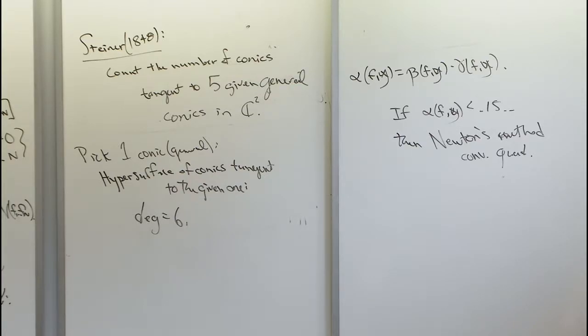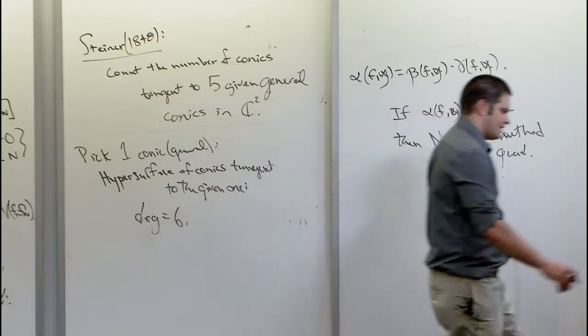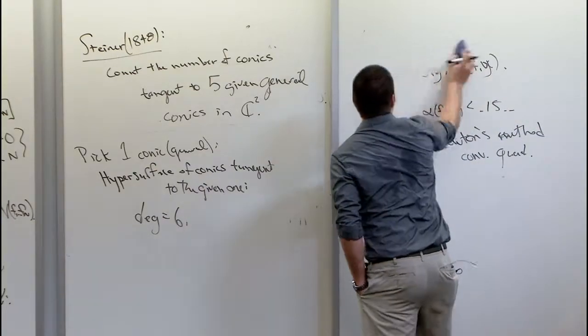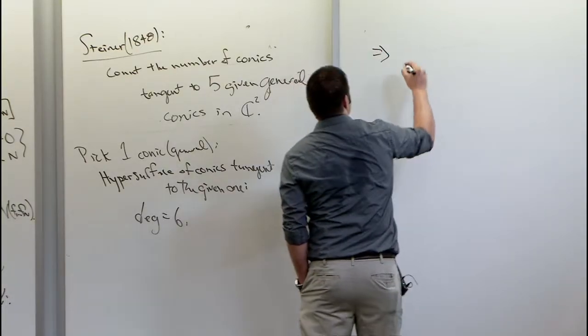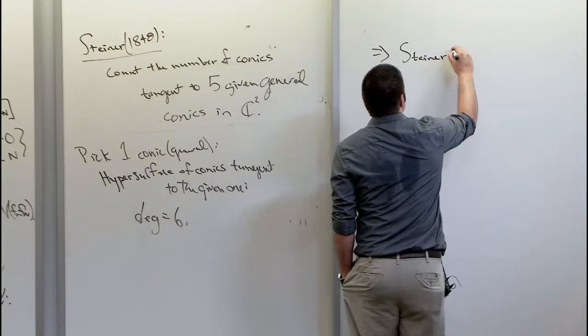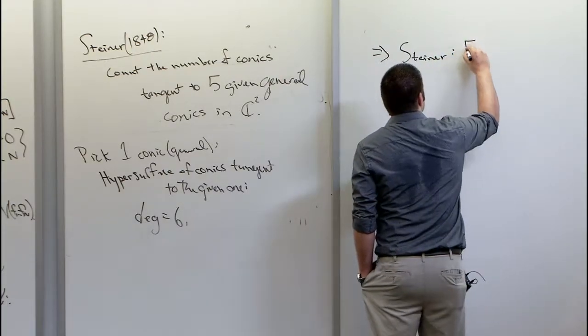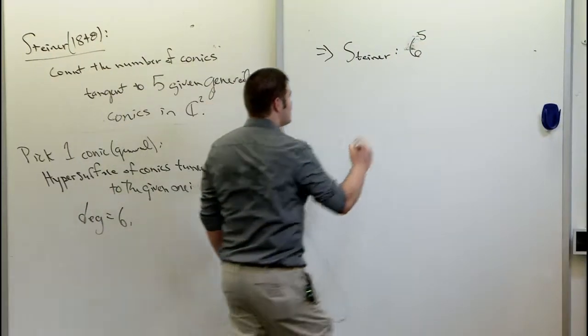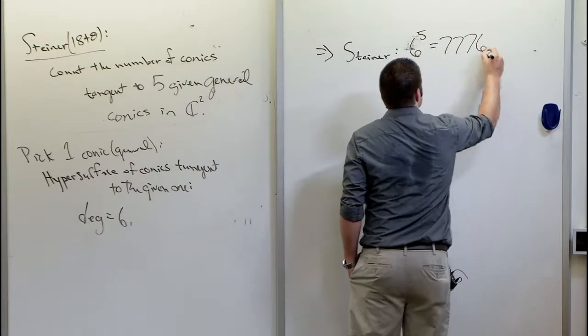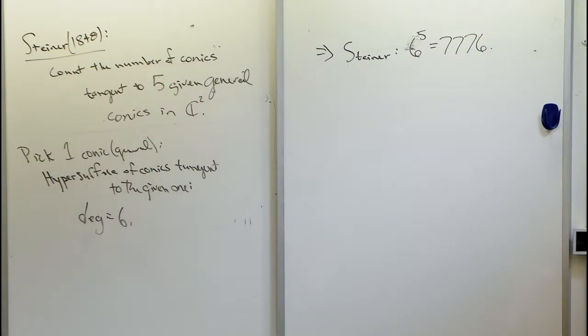I'm just intersecting 5 polynomials. So Steiner said the answer is, and this is why this is infamous, Steiner said, well, I have 5 polynomials of degree 6, and so I should expect 7,776 solutions. The problem is this is not correct.